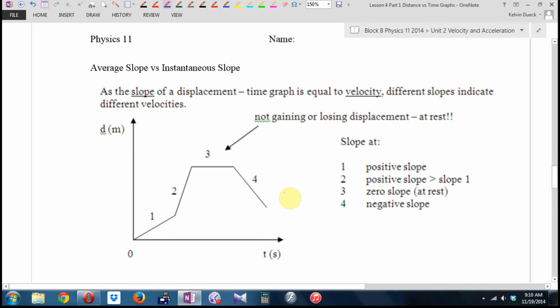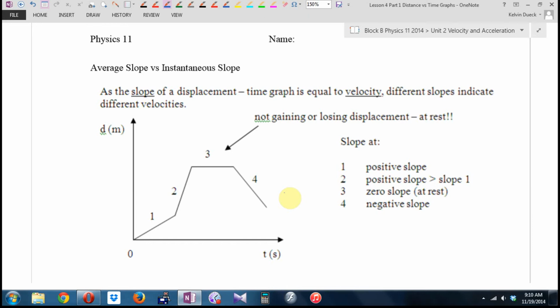Next page. What's the slope of a distance or position or displacement versus time graph? The velocity. But we need to talk a bit more now about types of slopes. There's an average slope and there is an instantaneous slope.